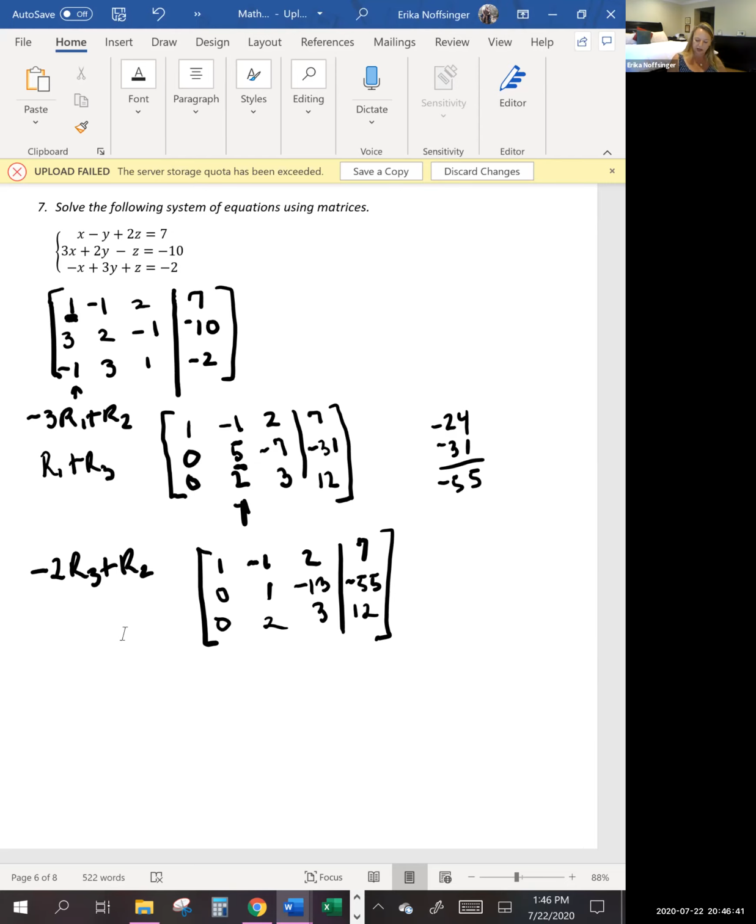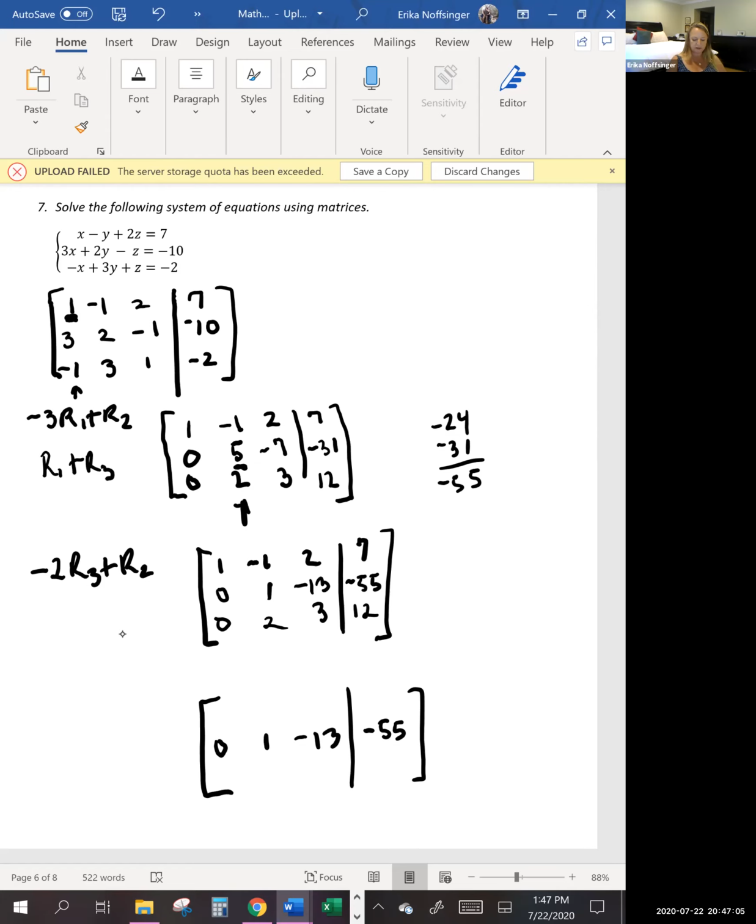Okay, we manipulated it. We now have the 1 where we want it in that column, and now we're going to use that to get rid of the entries above and below. And so we're using row 2. So I'm going to rewrite row 2, but I'm going to change the other rows, so I'm going to leave them blank for now. So my row 2 is 0, 1, -13, -55.